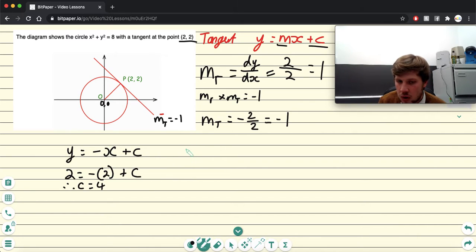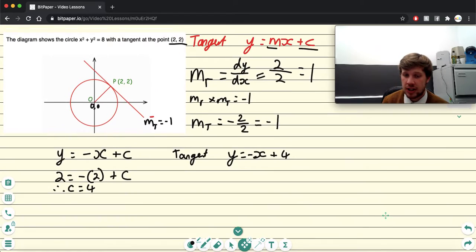So my tangent line is y equals -x, and I've just worked out that c is equal to 4, so -x plus 4. For this question, the tangent to the circle x squared plus y squared equals 8 at the point 2, 2 is y equals -x plus 4. If you're unsure of any of those points, I'd encourage you to watch it again.